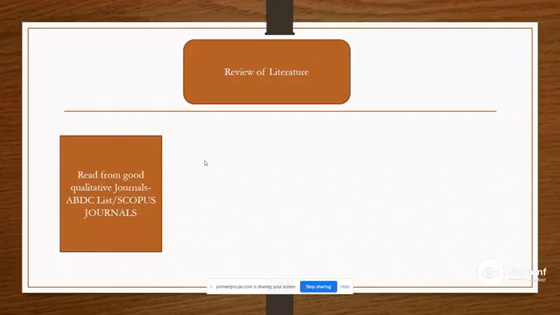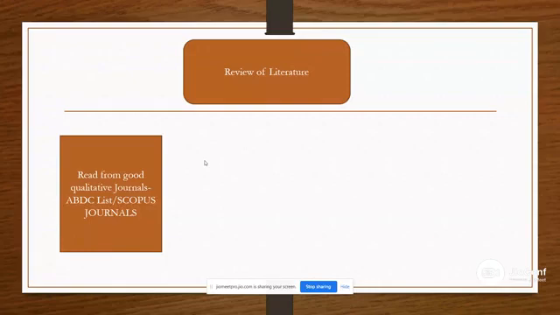If you search for the ABDC journal list on Google, you can download it, and that list contains all kinds of journals, and they are good journals. So from the starting itself, develop a habit of reading from very good journals or Scopus journals. Now the thing is, in academia there is so much competition.